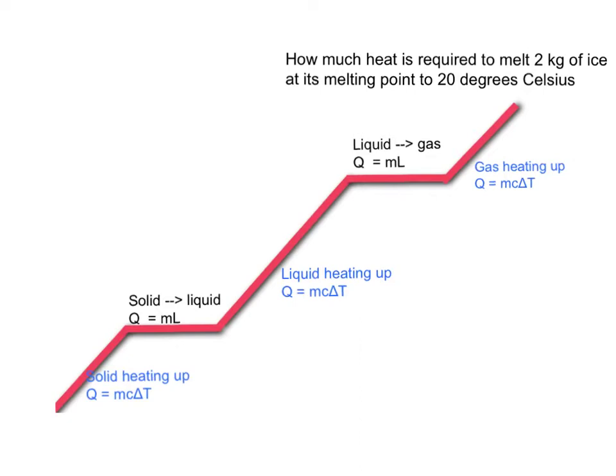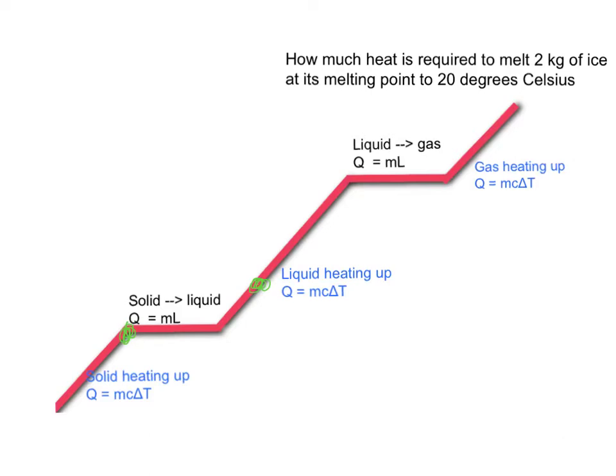So we have 2 kilograms of ice, so we have solid. So we're somewhere here in the solid. At its melting point, well, it's going to start to melt right here, so we'll go ahead and make a dot. That's where we're going to start. And then we're going to go to 20 degrees Celsius, so we're going to be about there on our heating curve for water. Okay? So what process is that?